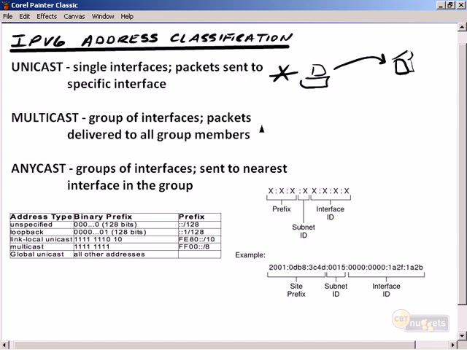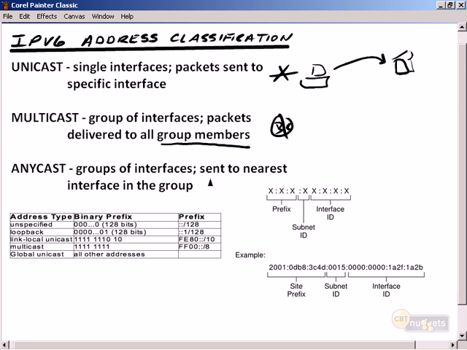The multicast address is very important because we no longer have broadcast addresses. No broadcast addresses in IPv6. We basically use multicast to provide that functionality. So we're identifying a group of interfaces with a multicast address, and typically they're in different networks or different nodes. Our packets are delivered to all of the members of the multicast group, even if they're in different networks or different nodes.